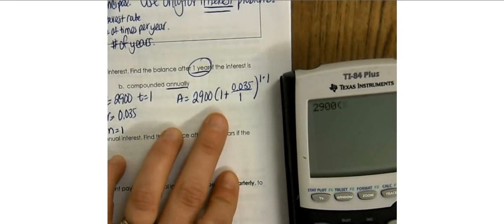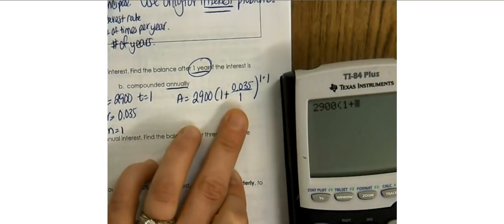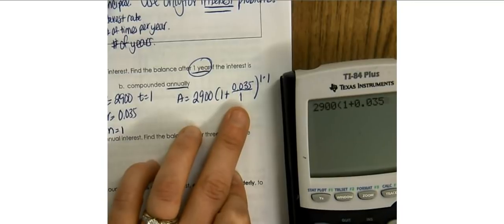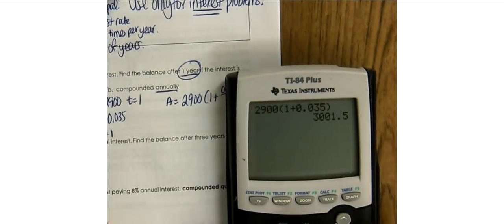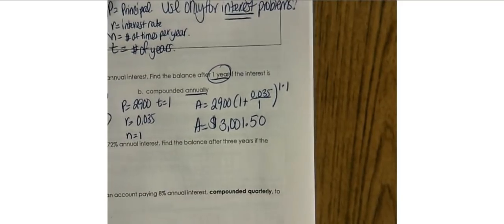So this is going to be a little bit easier to enter into our calculator. I'm going to write 2,900 times 1 plus, and anything divided by 1 is just itself. So I'm going to write 0.035, and then anything raised to the first power is just itself. I'm going to press enter, and that answer is $3,001.50. So always make sure that you write your answer in terms of money in a way that makes sense. Don't write that as 0.5. Write that as 0.50 because that represents 50 cents. We're talking about money, so we want it to look like money.